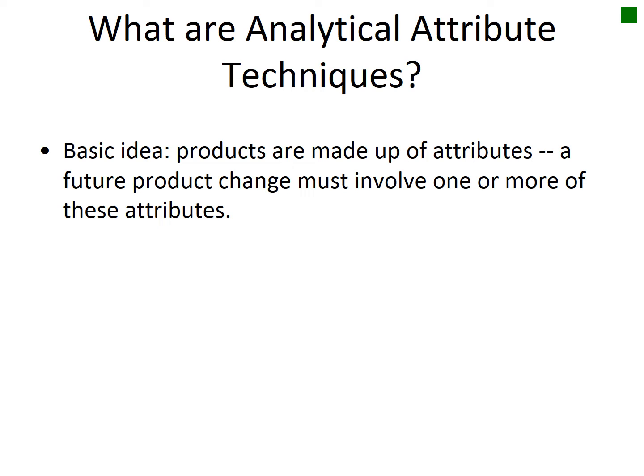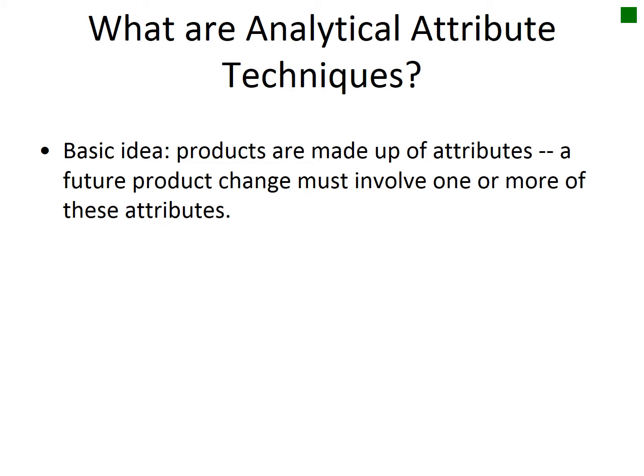So the basic idea here is that products and services are made up of a series or a composite of features or characteristics or attributes. And so if we want to create a new product, one of the techniques is to change some of the attributes of an existing product, and then you'll have a new one.